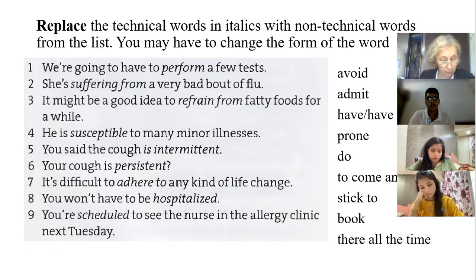Rohit, also minus. So, Ritik? Yes, ma'am. He is susceptible to many minor illnesses. It can be replaced by prone. He is prone to many minor illnesses. Okay, great. So the next is for Mohd Shoyab.